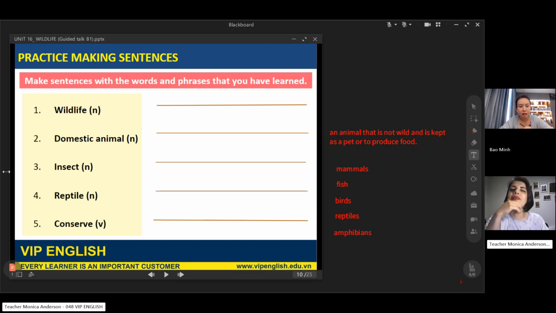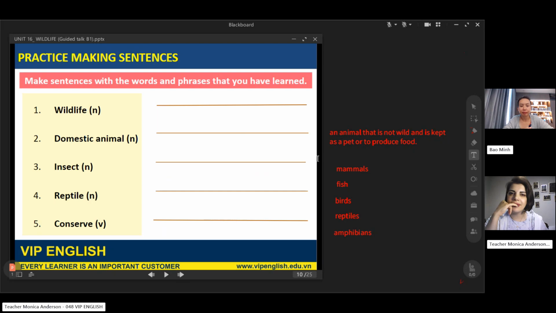I have seen many species of wildlife. I have seen a lot of species of wildlife, species. Yeah, of course. Species, types. I have seen many species of wildlife in Vietnam. Yeah. Very good.